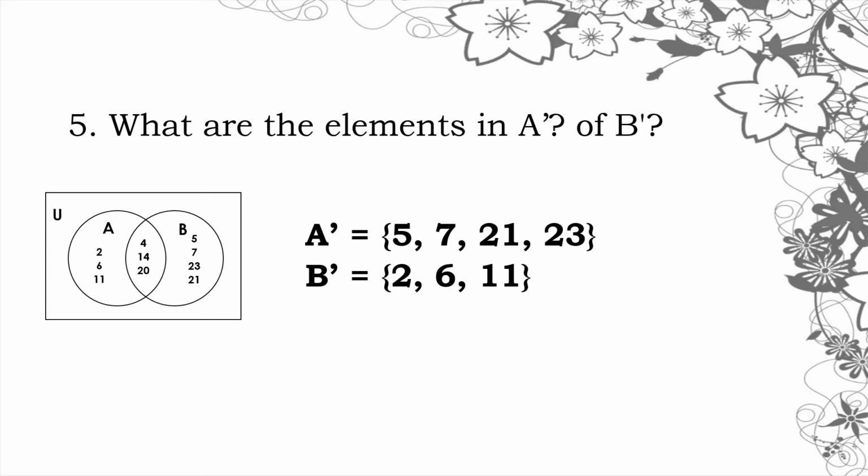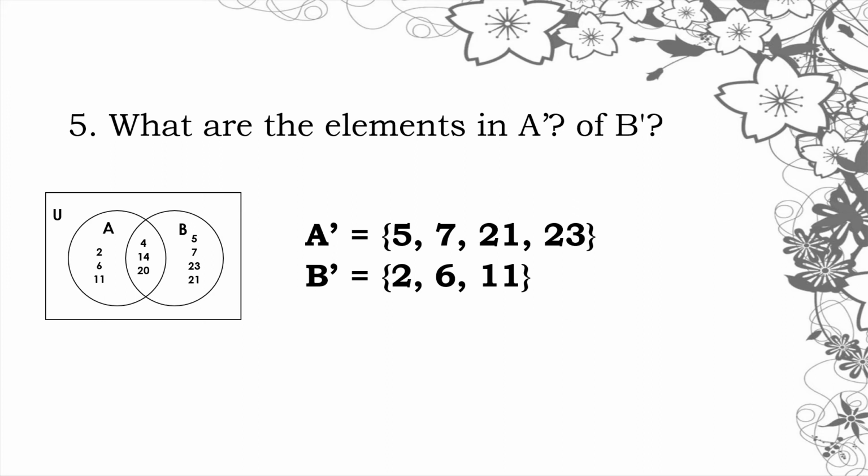And what about the complement of set B? We have set B equal to 4, 5, 7, 14, 20, 21, and 23. Therefore, the complement of set B is equal to 2, 6, and 11.